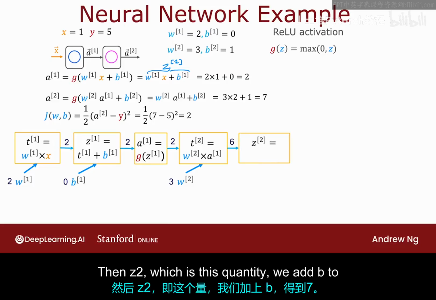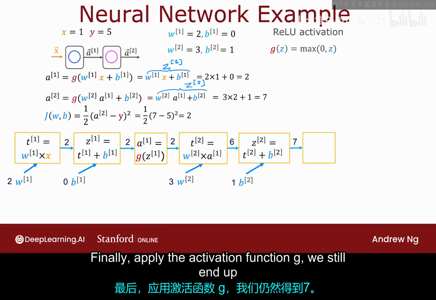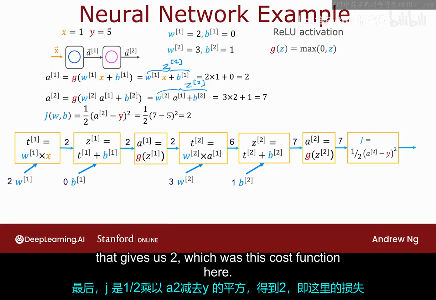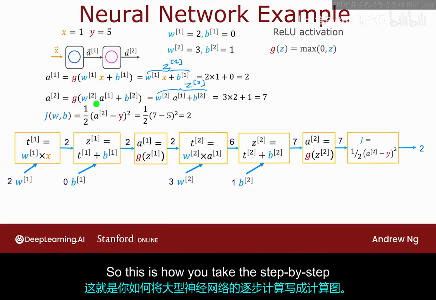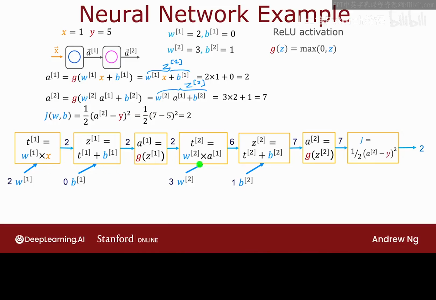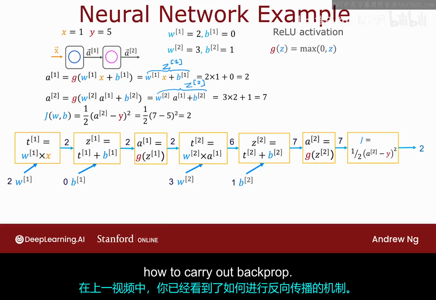Then z2, which is this quantity, we add b2 to it, and that gives us 7. And finally, apply the activation function g, we still end up with 7. And lastly, J is 1/2 (a2 minus y) squared, and that gives us 2, which was this cost function here. So this is how you take the step-by-step computations for a larger neural network and write it in a computation graph. You've already seen in the last video the mechanics of how to carry out backprop.